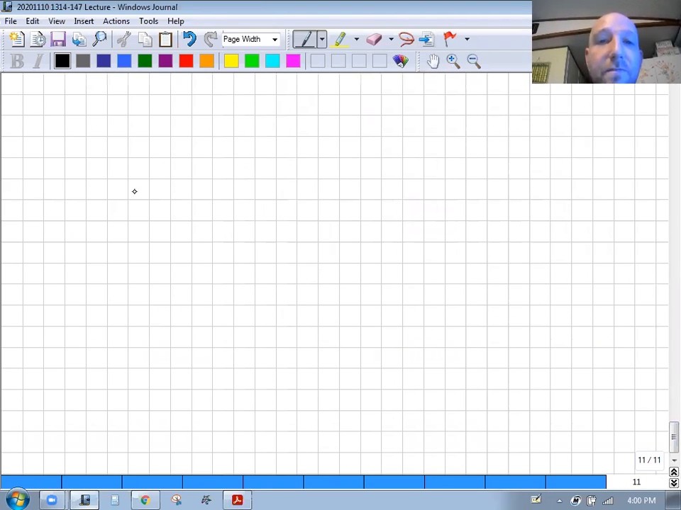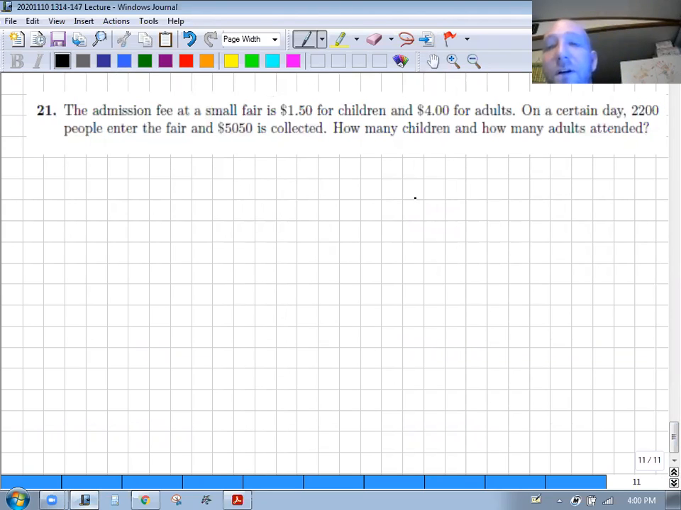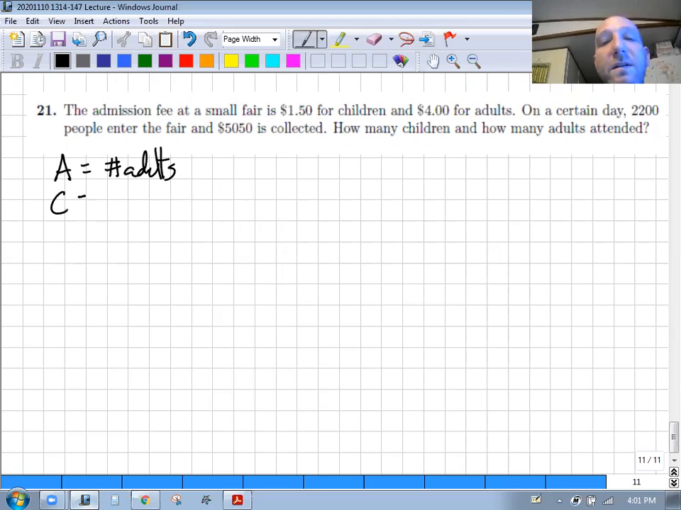Number 21 here. The admission fee at a small fair is $1.50 for children and $4 for adults. On a certain day, 2,200 people entered the fair and $5,050 is collected. How many children and how many adults attended? Let's let A be the number of adults, and C be the number of children. Of course, you can use X and Y, but I like letters that actually represent what they mean.